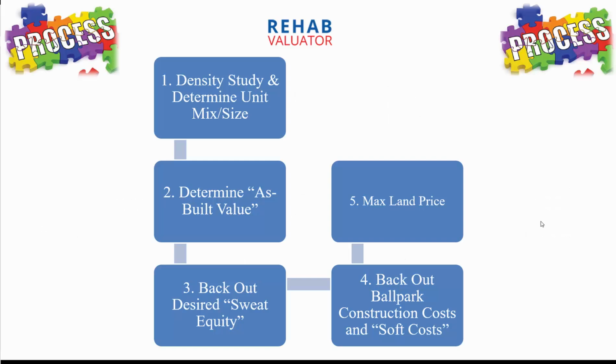So this is the 5-step process to figure out the value of the land. First, you're going to do a quick density study and determine the unit mix and the unit size. Then you're going to determine the as-built value of the building. And then you're going to subtract from that future value of the building the sweat equity that you want to create, the ballpark construction costs, and all the soft costs. And that gets you to step number 5, which is max land price. So let's go through this 5-step process, starting with step number 1.